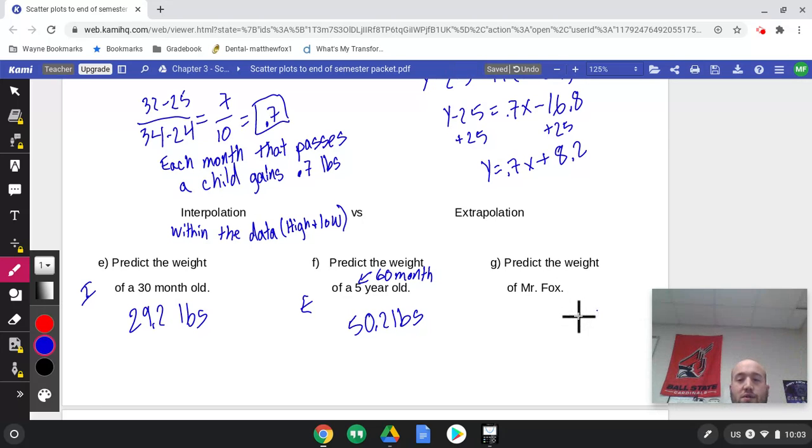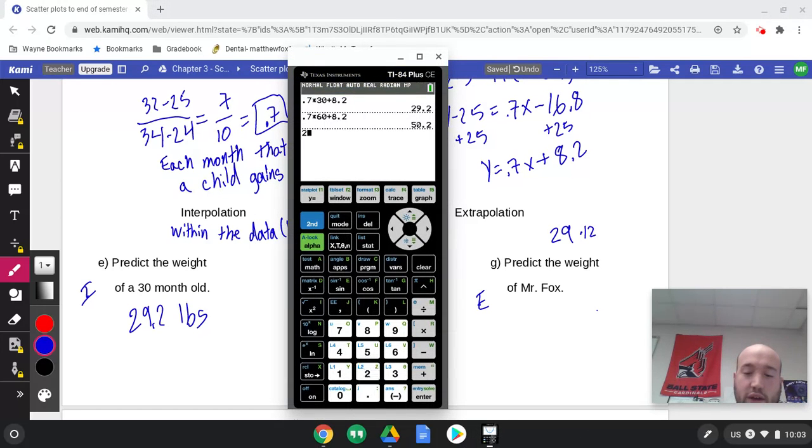Okay, so predict the weight of Mr. Fox. To do this, we need to extrapolate, because I am definitely older than a 43-month-old. Now, first, I don't know if you guys know this, I am 29 years old. So if we do 29 times 12, we can find out how many months it is. Okay, so 348. And technically, if we want to be precise, my birthday's in July, so it's been 5 more. So we add 5 to that, and right now I am 353 months old.